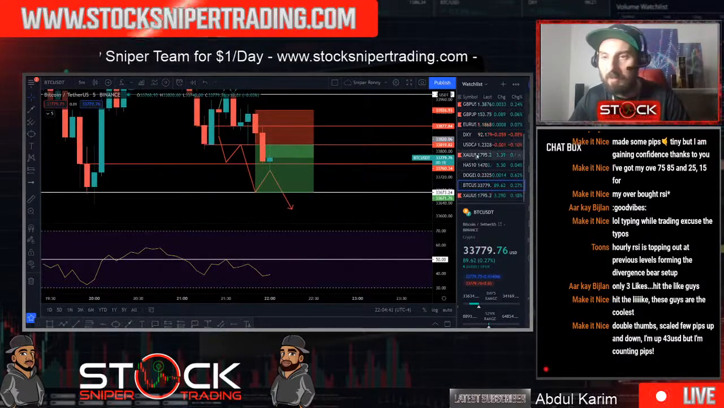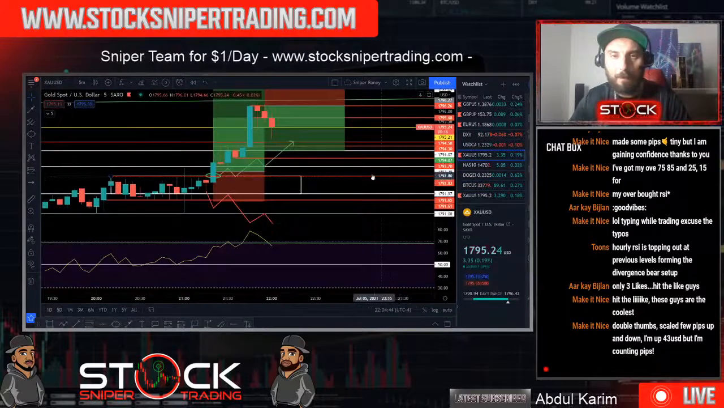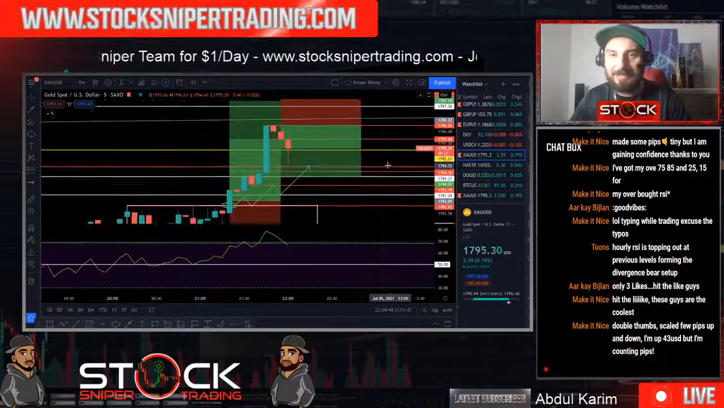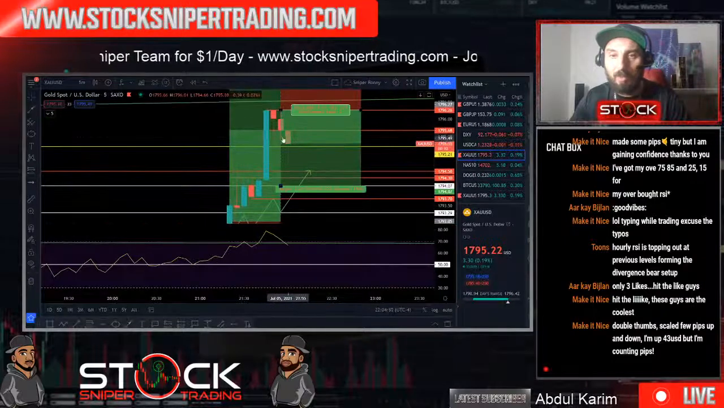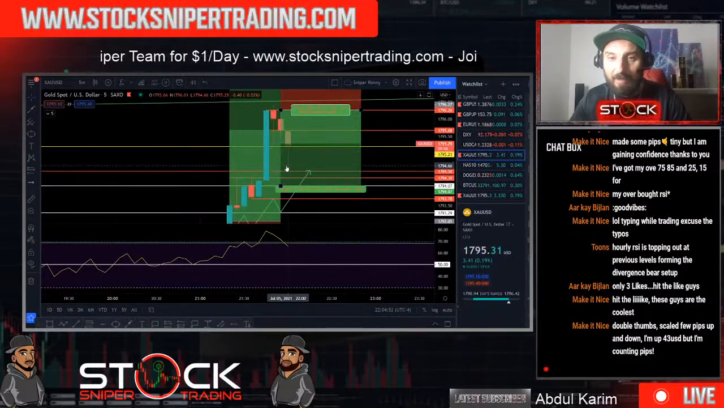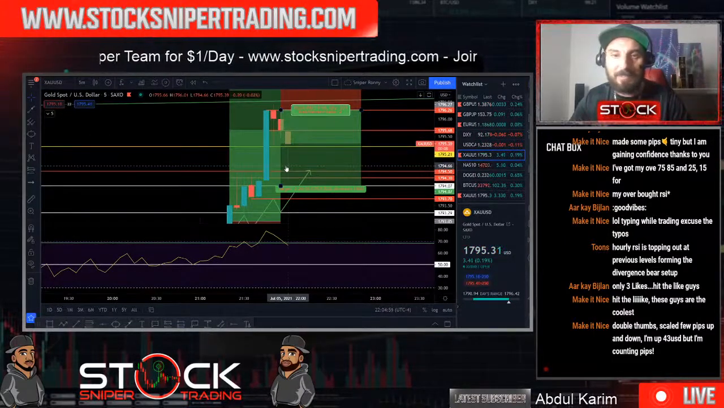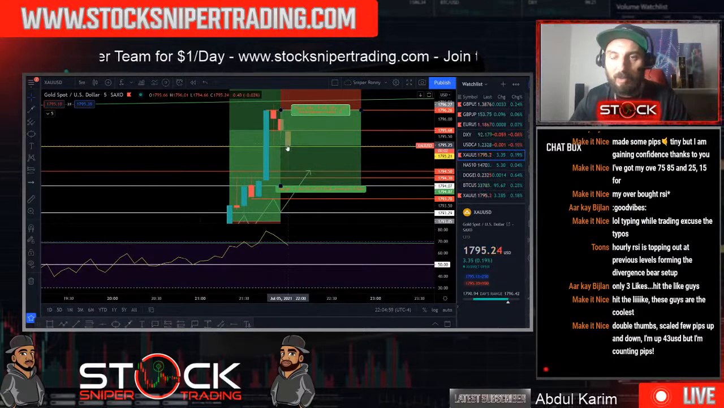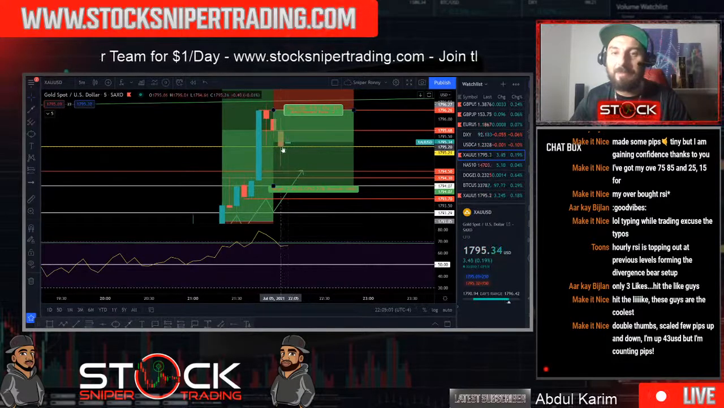Okay, so back to gold, guys. Look at how the body is right at that yellow line. That's our daily support, okay? So we came all the way down to 1794.66, and we pushed all the way back up. The candle is going to close right now, right at that daily support, okay?